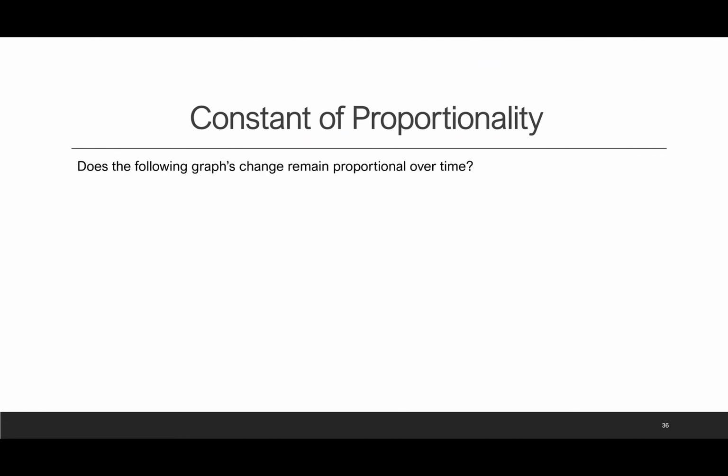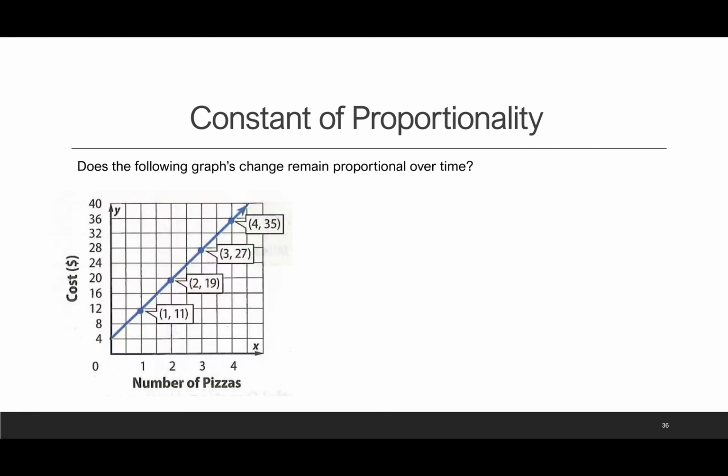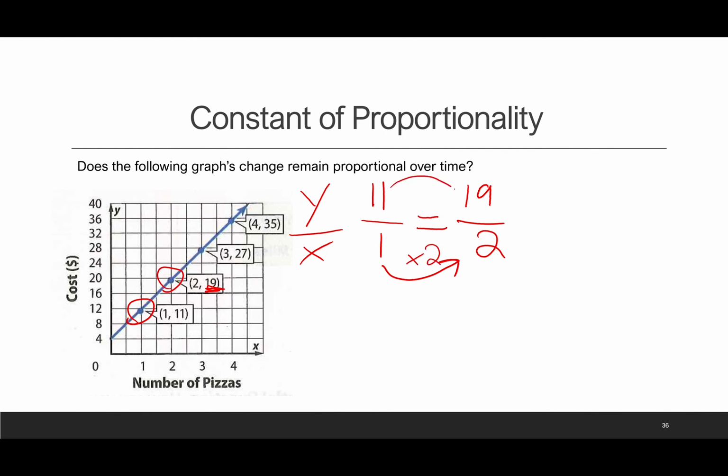Moving on. Does the following graph's change remain proportional over time? Well, let's take a look at it. Once again, our magic here, we're looking for y over x, right? Let's look for the y over x of this. Y is 11 and x is 1. All right, let's go here. Let's look for the y over x of that. Its y is 19 over 2. Let's try it out. Well, to get from 1 to 2, I multiply by 2. Okay. Is 11 times 2 19? No. It is not proportional.